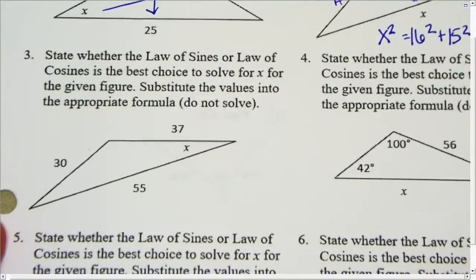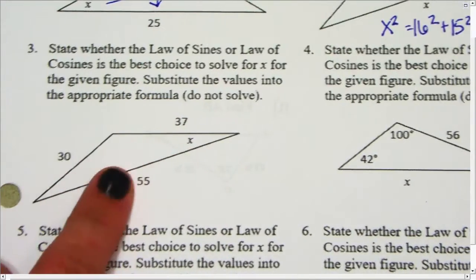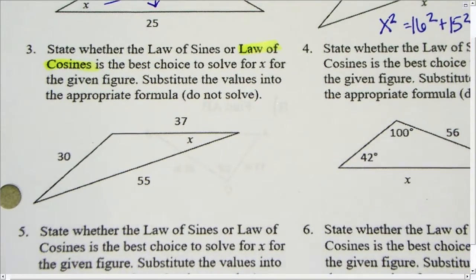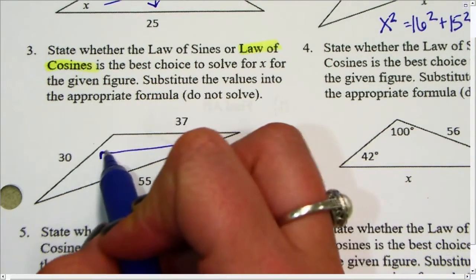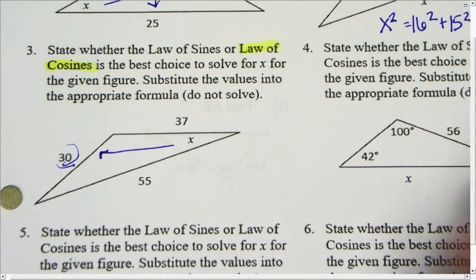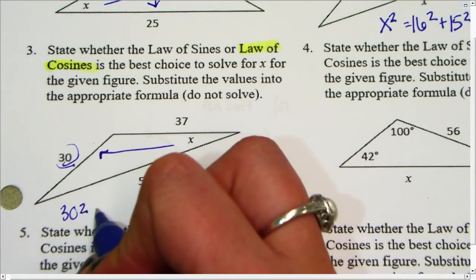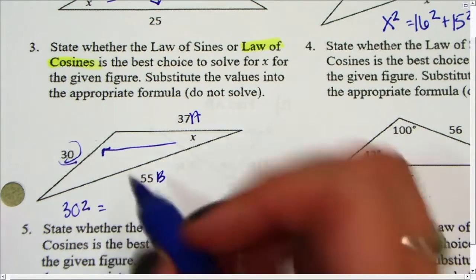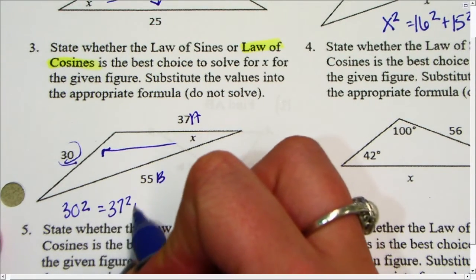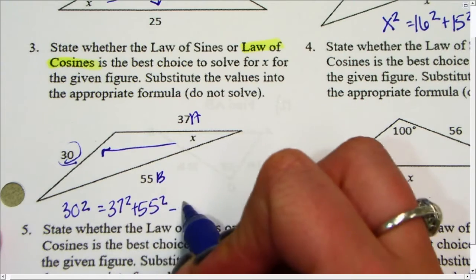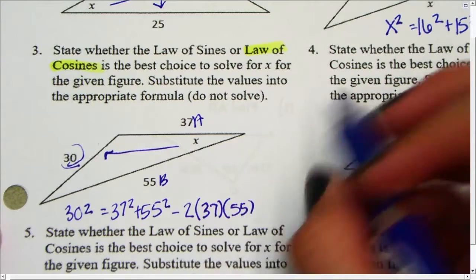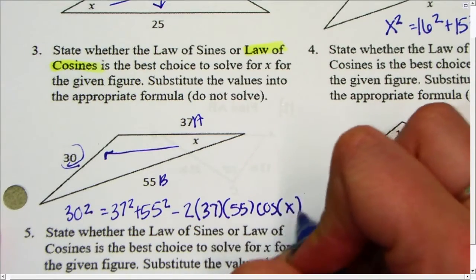Number 3, I should see one angle and three sides. So again, this is a law of cosines. Now this is going to look a little bit different. Across from our angle right here is 30, which means that is now our c value. So we get 30 squared equals, and then we're just going to make these arbitrary a and b, 37 squared plus 55 squared minus 2 times 37 times 55 times cosine of x, because I don't have an angle.